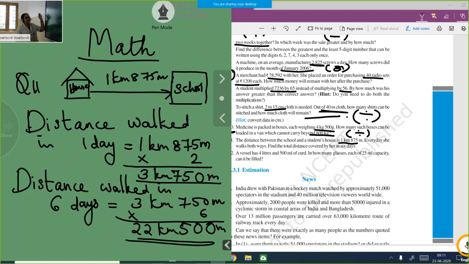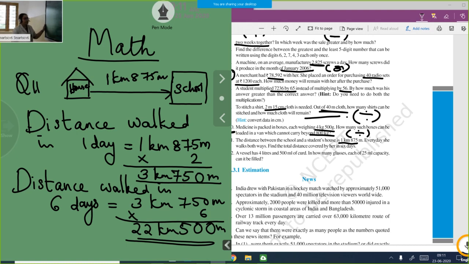Because this is the distance traveled by a girl from home to school and the returning distance in 6 days. That is the question. Okay, we found the total distance she walked in 6 days. Understood? See how much she walked in 6 days: 22 kilometer 500 meters. So much she walked. See? Teacher hopes you understood this one. Teacher is moving to the next one.